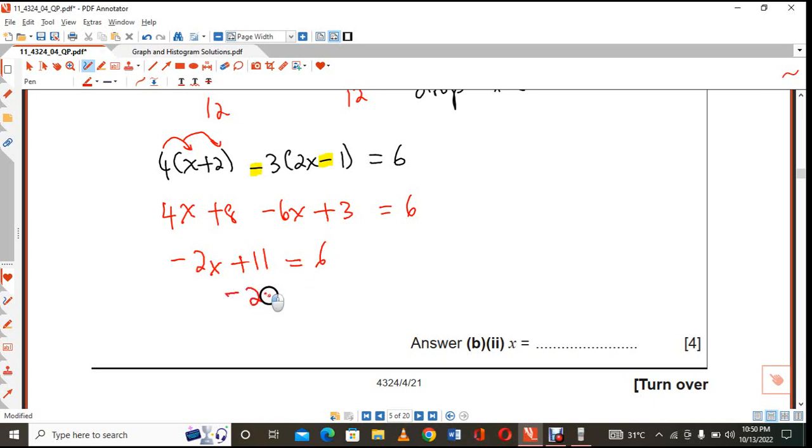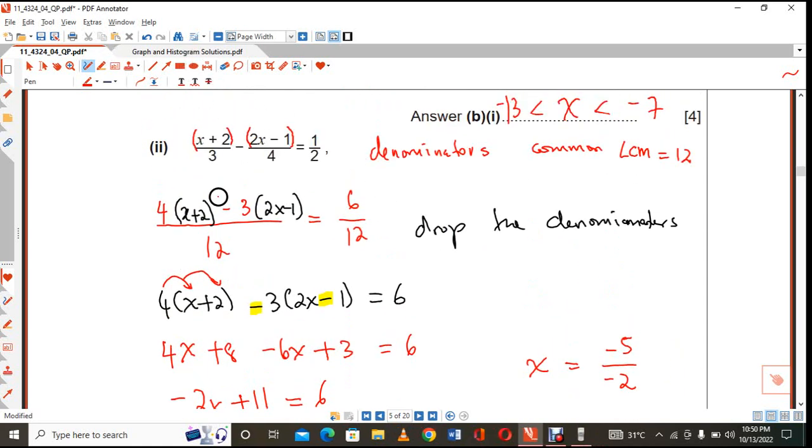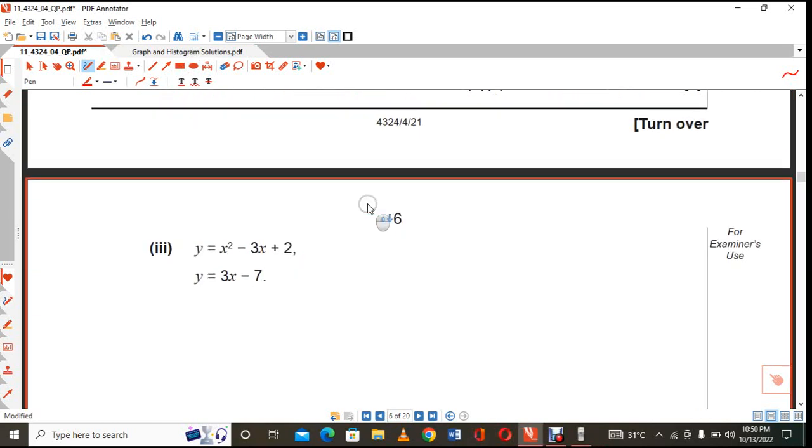So you have minus 2x is equal to 6 minus 11. Of course, minus 2x is equal to negative 5. And then x, therefore, will be negative 5 divided by negative 2, and the answer is nothing but 2.5. Of course, you can always go back and substitute 2.5 into the equation to see that the left side is going to give you the right side's answer.